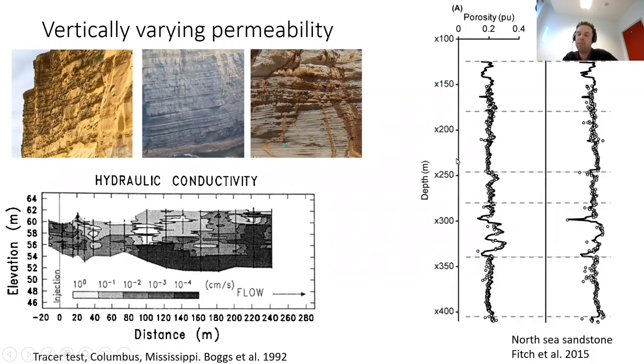And here is a permeability profile from a sandstone from the North Sea. This is from a log from a core. You can see that the porosity doesn't change that much within each layer, but the permeability, on a log scale, has quite strong gradients with depth.